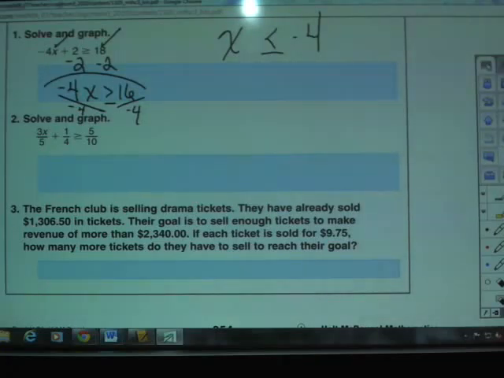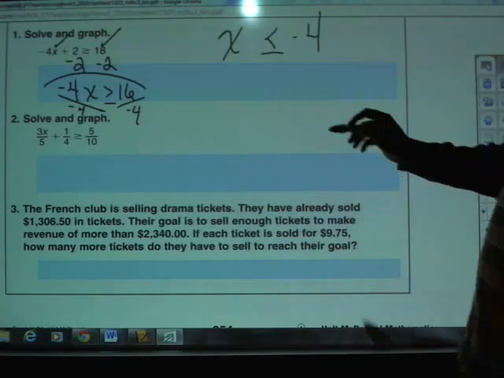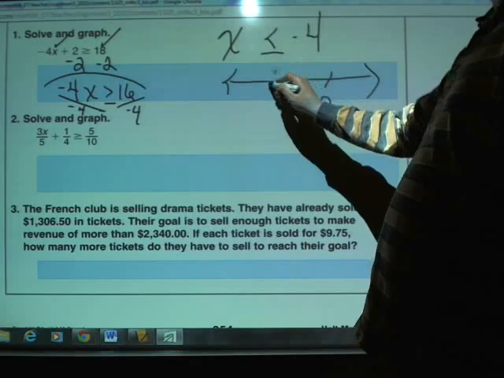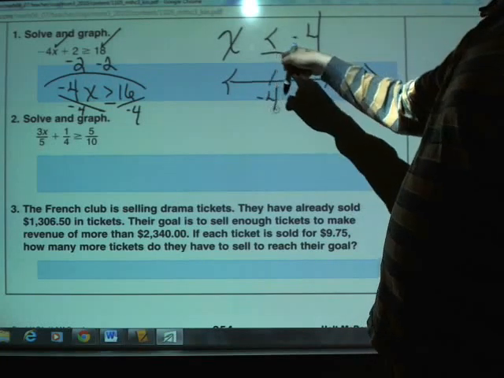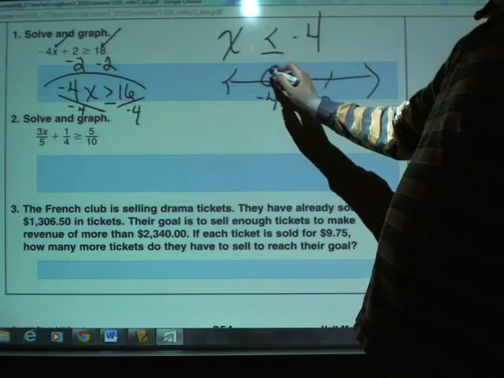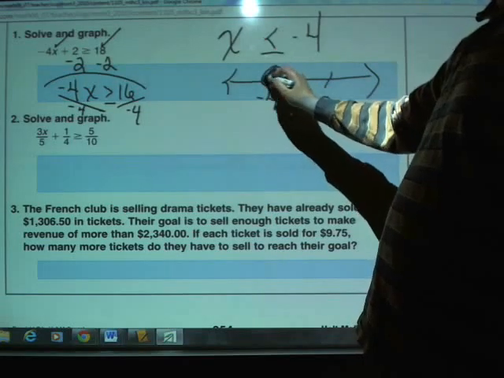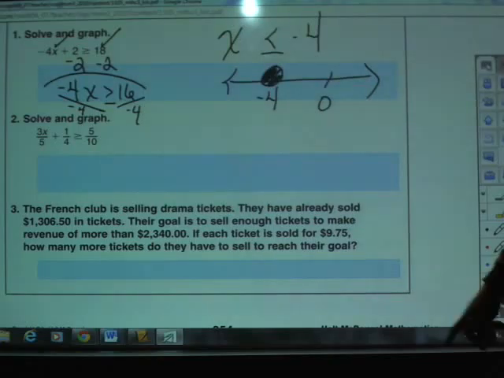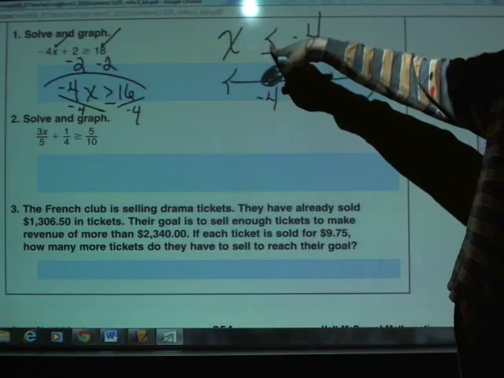All right, now the question also asked me to graph, so we'll make ourselves a quick little graph here. The dot on this number line is going to go at -4, and because it's one of the ones that has the line underneath, it's going to be a closed dot, and then we're going to shade accordingly. The shading is going to take me to the left, and the reason it takes me to the left is because this sign points to the left.